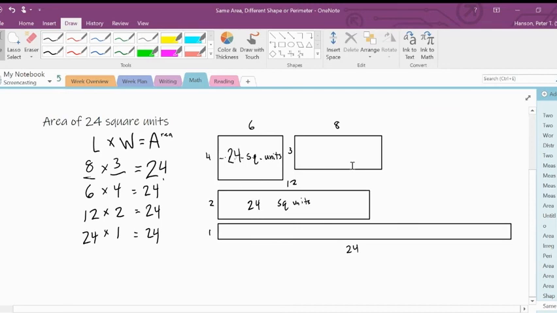So I want to be thinking to myself about what do I know about the area, and how does that relate to my length and my width?